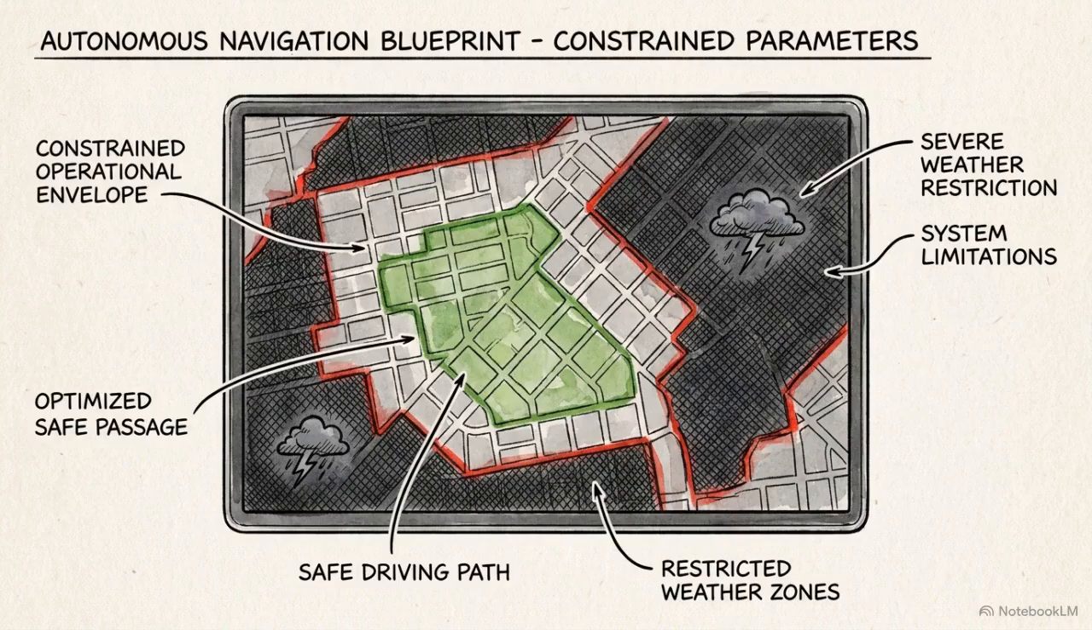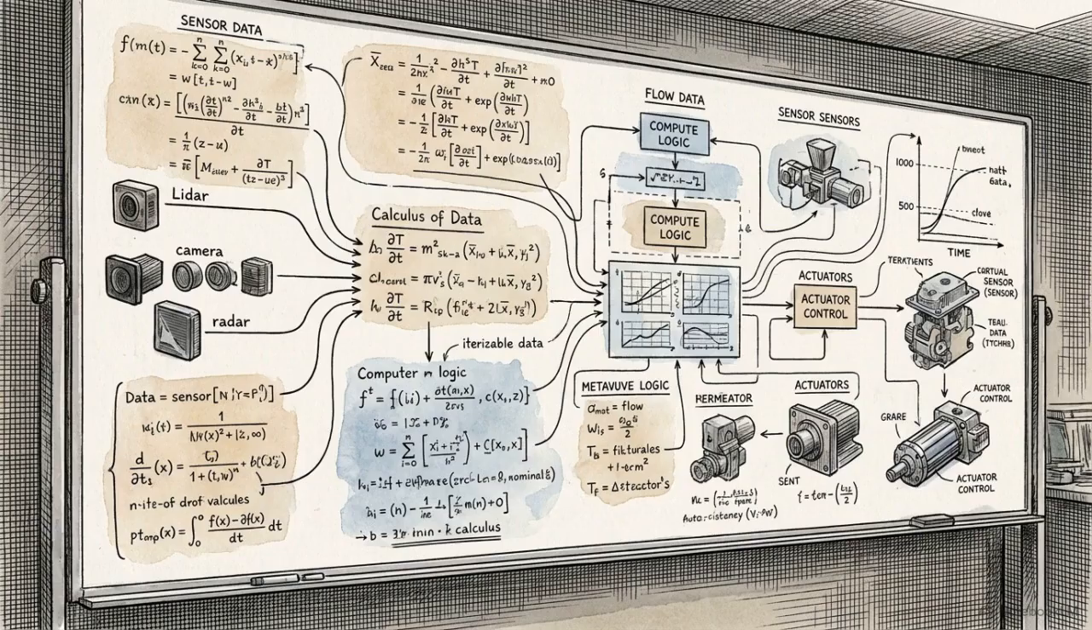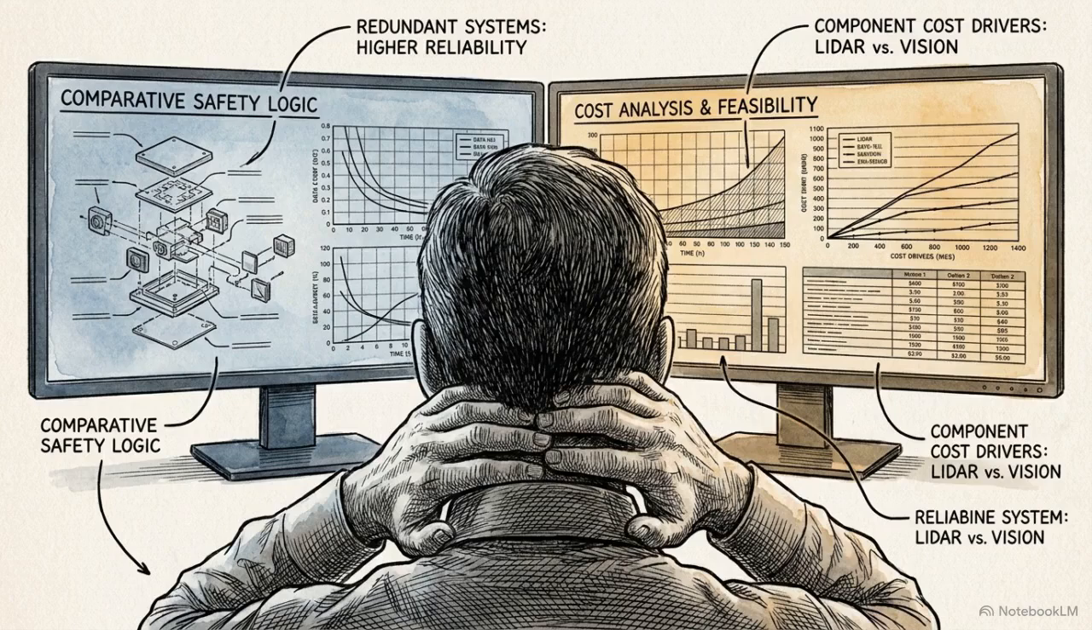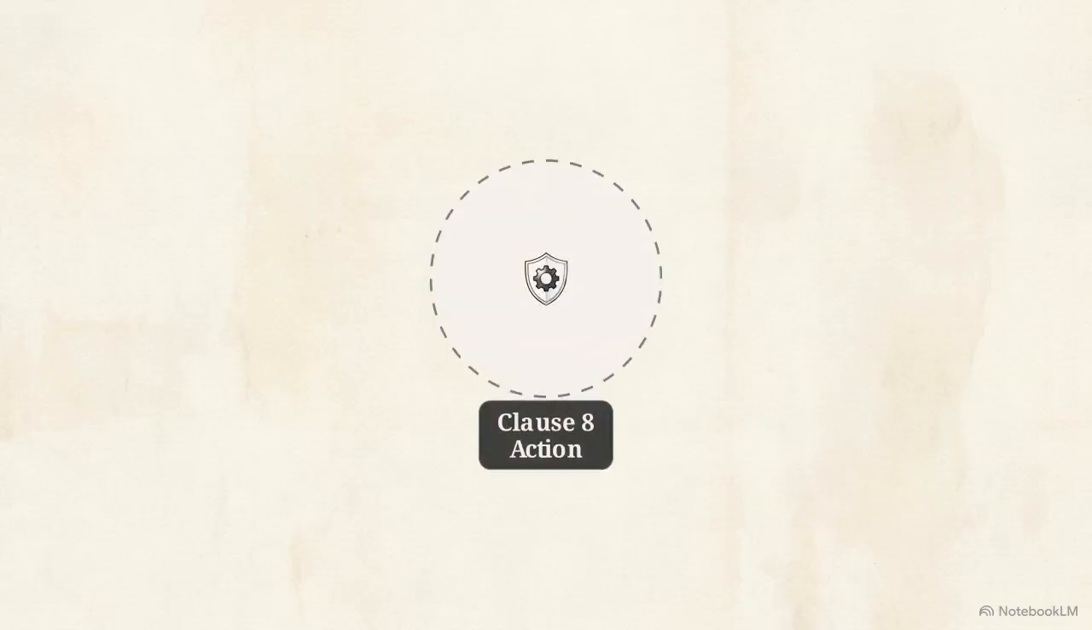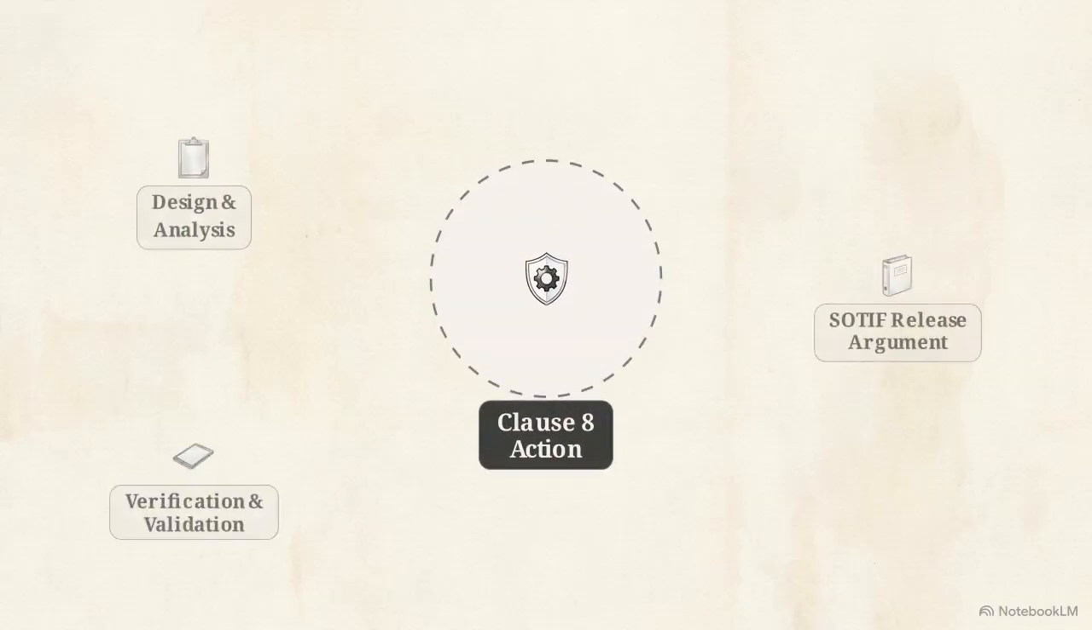If a risk is managed by restricting when and where the car can drive, the system's utility changes along with its safety profile. Clause 8 functions as an iterative calculus. It forces engineers to repeatedly weigh the safety benefit of a modification against its operational and technical cost. Clause 8 is not a constant state, but a conditional process.